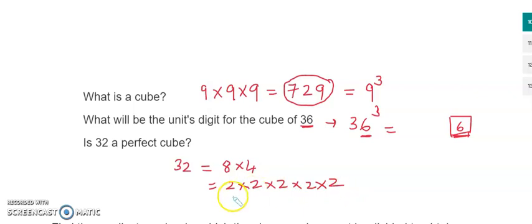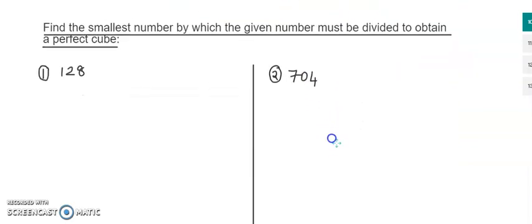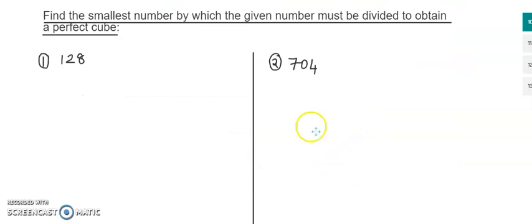We have to make groups of triplets. This is one group of triplet, whereas for the other, there are only 2 2's. One less for a triplet. So it is not a perfect cube. This is what we learned last year. And we learned about finding the smallest number which when multiplied makes the given number a perfect cube. Here today we'll be learning about finding the smallest number which when divided will give us the perfect cube.